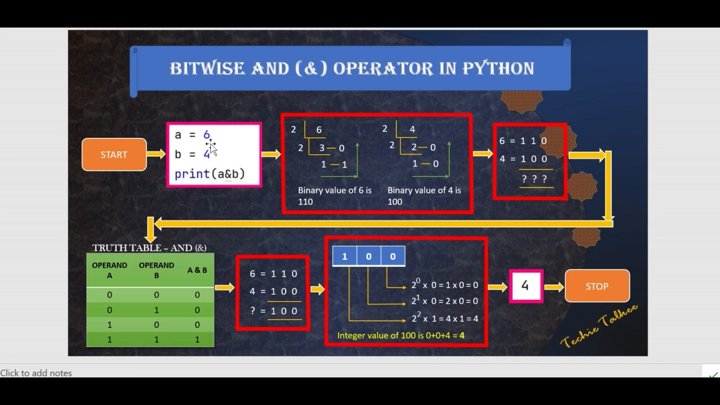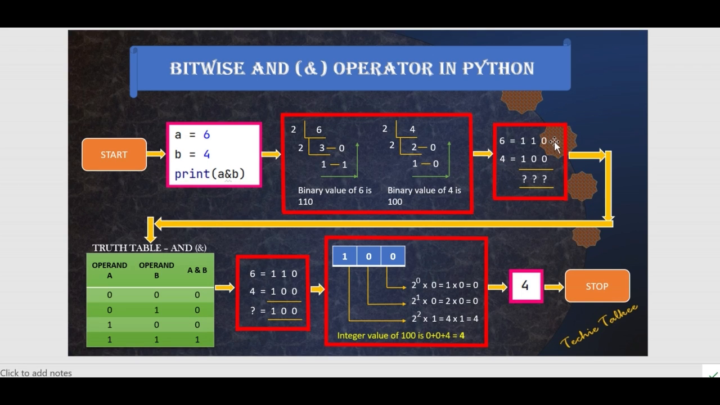First, 6 and 4 will be converted to binary values. In my bitwise overview video, I had explained how to convert an integer to binary and binary to integer. For converting 6 to a binary value, I'll keep dividing it by 2 until I get the remainder as either 1 or 0. Then I have to write it down in the reverse order. So the binary value of 6 is 110 and the binary value of 4 is 100.